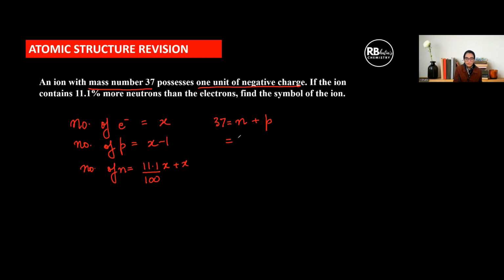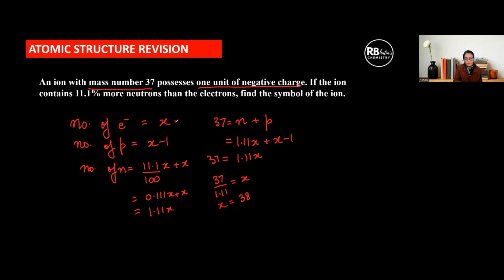So what is the number of neutrons? This came out to be 0.111x plus x, that is 1.11x. So number of neutrons is this, plus protons is x minus 1. So this is going to be how much? 1.11x is 37. So from here we are going to calculate the value of x. So when you solve this, x comes out to be 38.